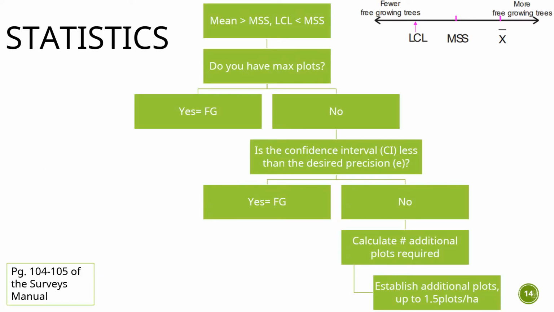Next, a quick stats review. I'd highly encourage you to read the decision rule steps on pages 104 and 105 of the BC Silviculture Survey Procedures Manual. This is critical to understand because you will have some uncertain stocking decisions if you're pushing the use of 46.11. So you need to know what to do if your mean is greater than the minimum stocking standard, but your lower confidence limit is not. The steps are roughly summarized on a slide. You look at your sampling intensity and possibly your confidence interval and desired precision. You would also potentially need to complete additional plots, up to 1.5 plots per hectare.